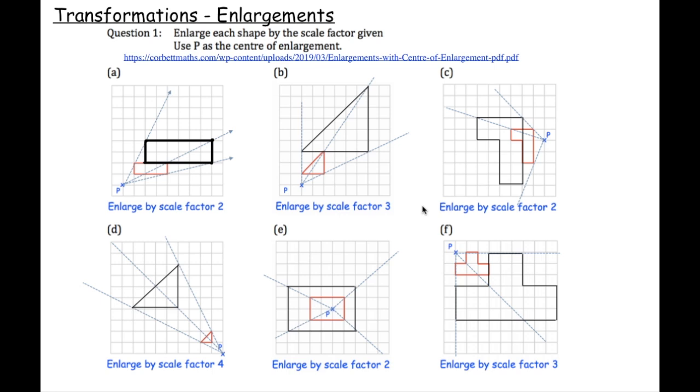Okay, here are your answers. Notice on this one here, on E, that actually the shape, the point is inside the shape. So if you look at that, you still do the same thing. That point there is 1 across and 1 up away from it. Double that, 2 across and 2 up, so that becomes the new point there. Just be careful of those sorts of shapes.